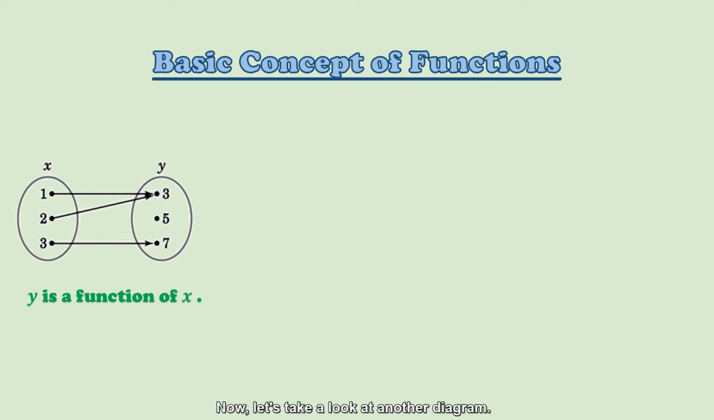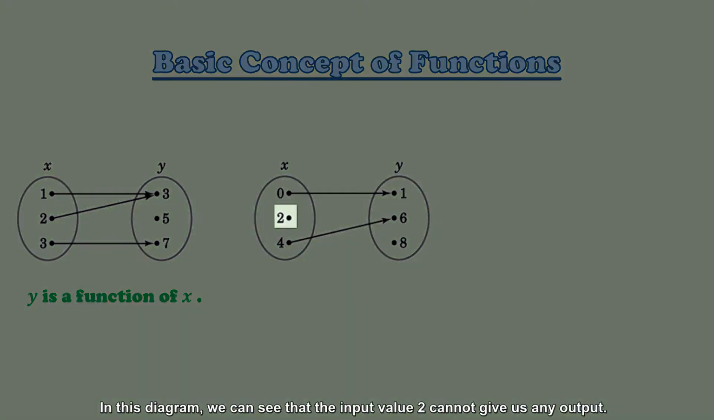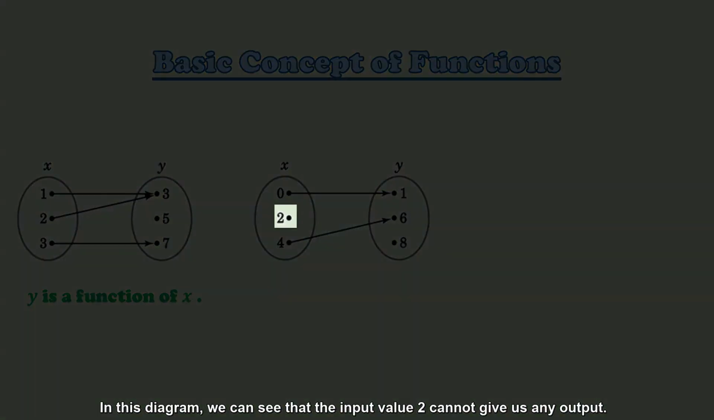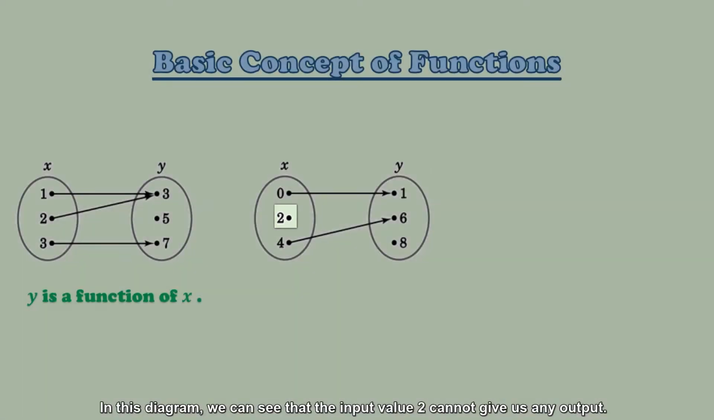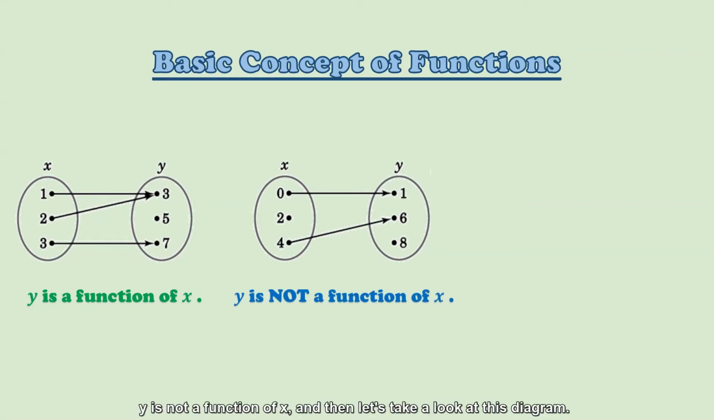Now let's take a look at another diagram. In this diagram, we can see that the input value 2 cannot give us any output. That means we should conclude that this one is not a function. y is not a function of x.